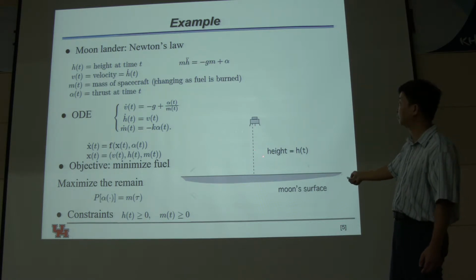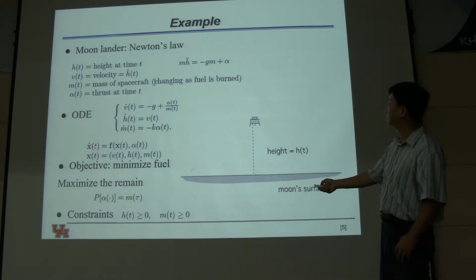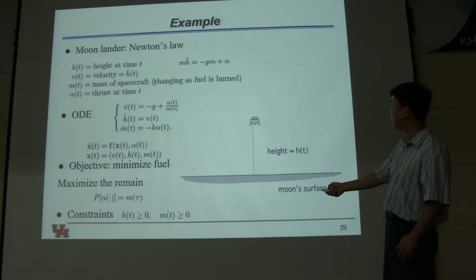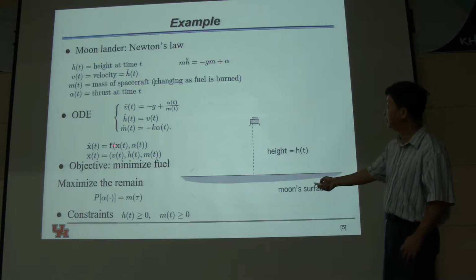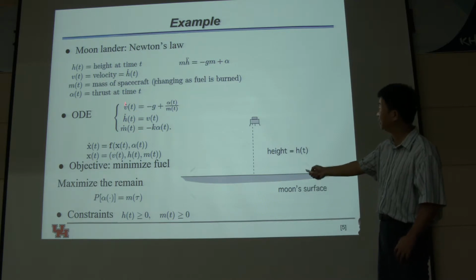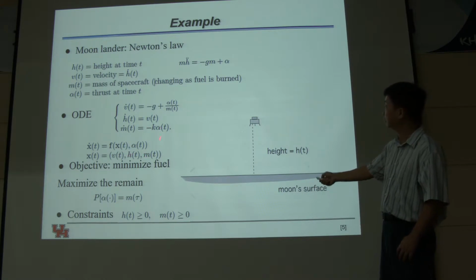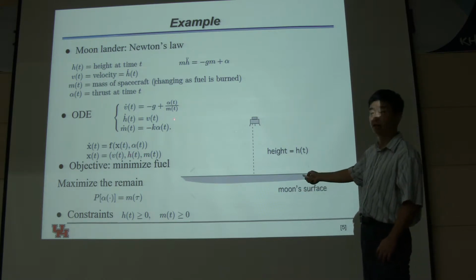Suppose I define x as the speed, height, and mass. Then I can have a differential equation: the derivative of x equals a function of your current state, which includes your speed, your height, and your mass. So basically, this is the ODE.